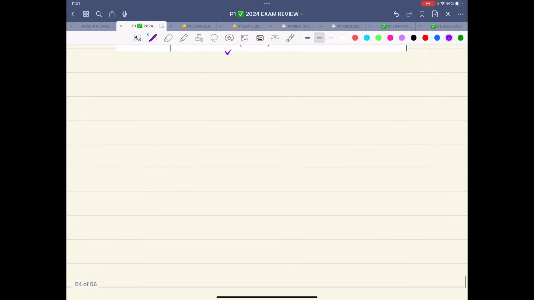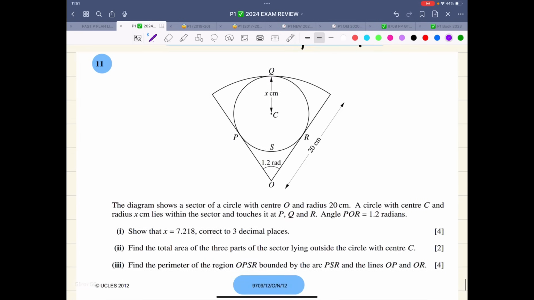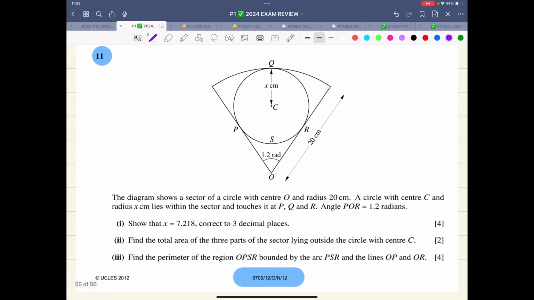So one last question before we go, and that is this thing. A question that appeared a long time ago, many years ago in Add Maths, and now it's appearing over here. I'm just charging my Apple Pencil, as you can see. So just have a look at the diagram.